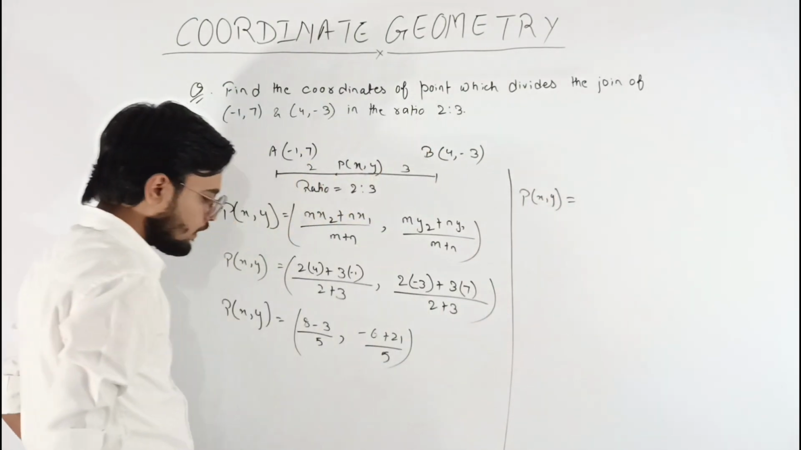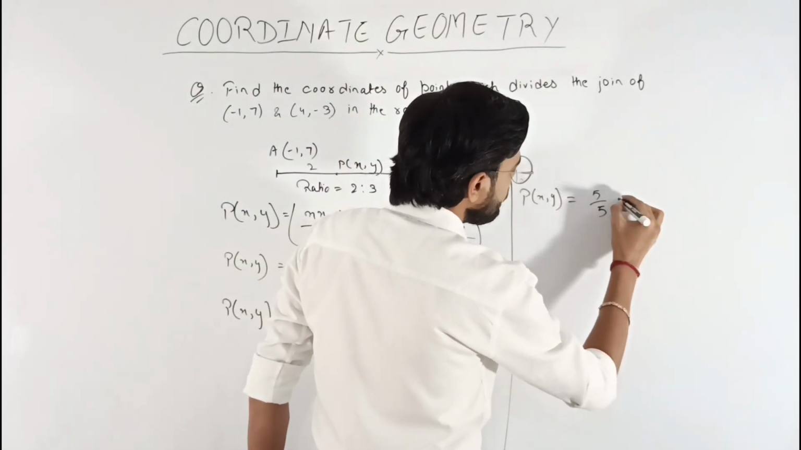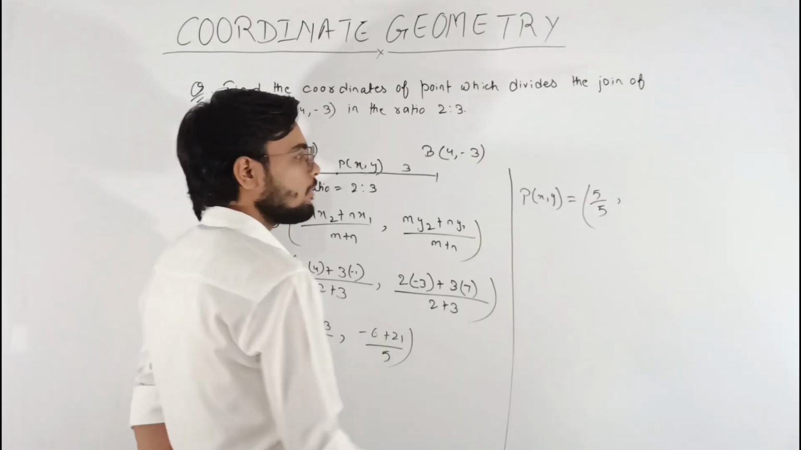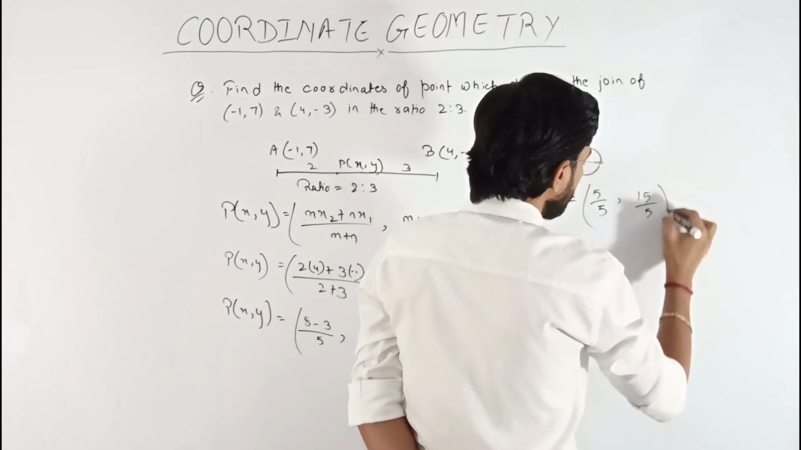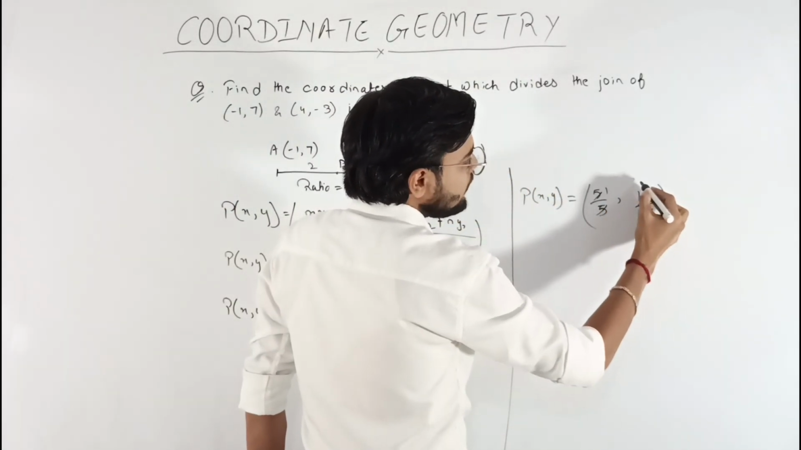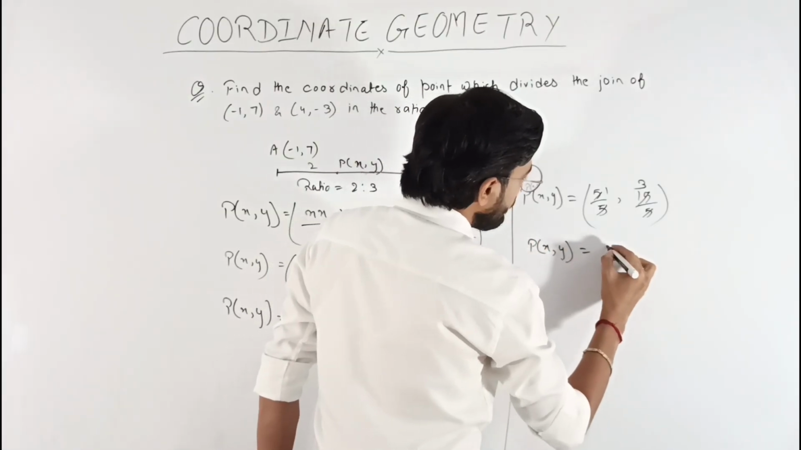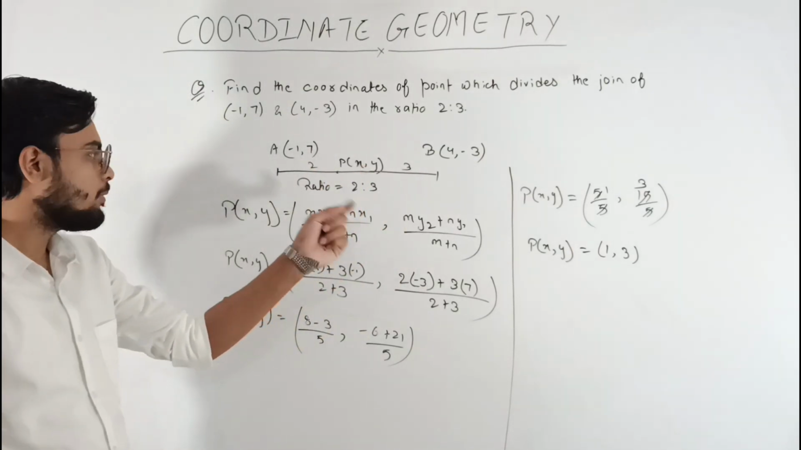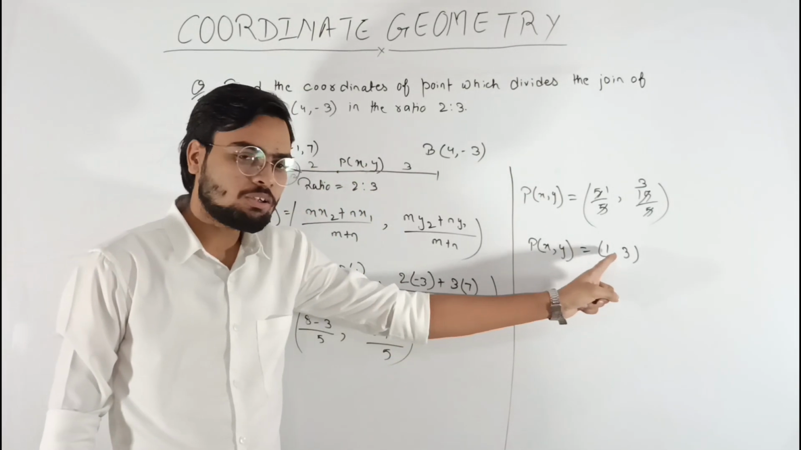Now Pxy is what? 8 minus 3 is 5. So this is 5 upon 5. Now y coordinate. 21 minus 6 is what? 21 minus 6 is 15 upon 5. Okay. Now this one is cancelled by 1 times and this 15 is cancelled by 3 times. So coordinates of P is what? 1 and 3. The point which divides this line AB is Pxy, and the coordinate of this P is 1, 3.